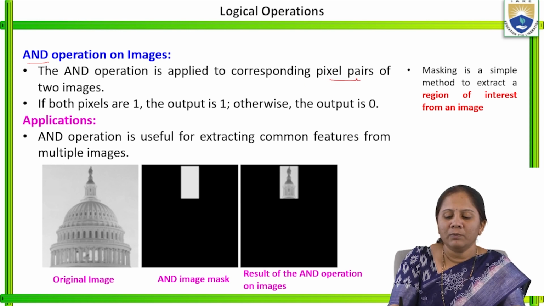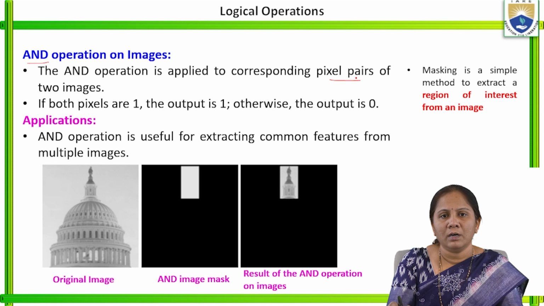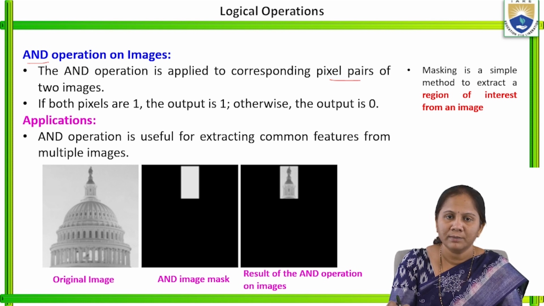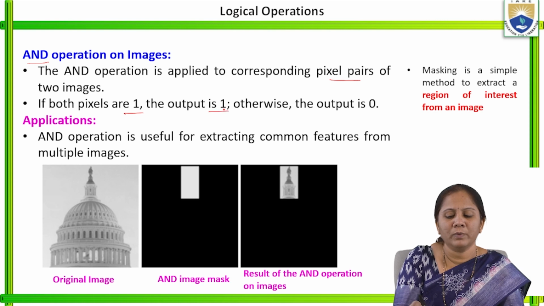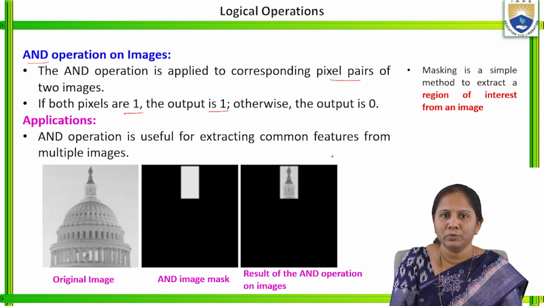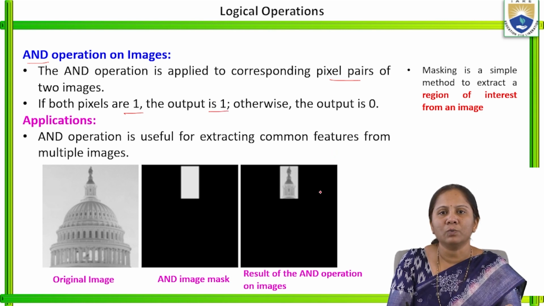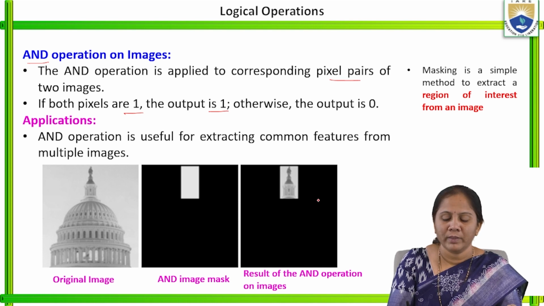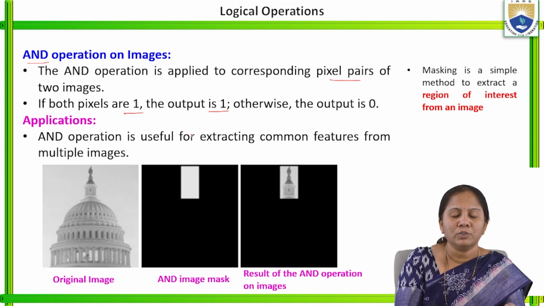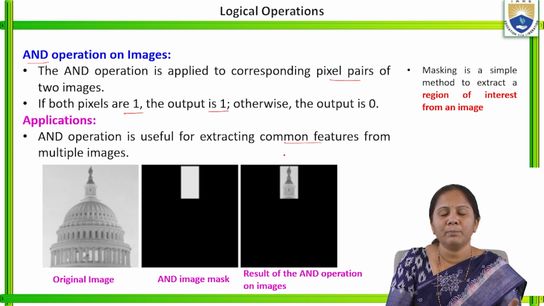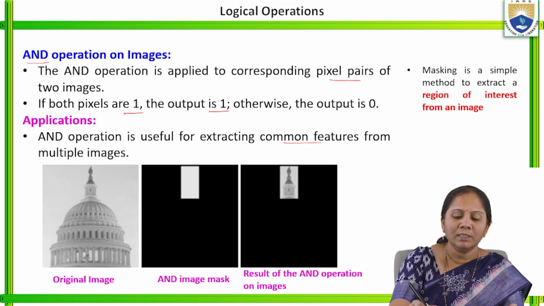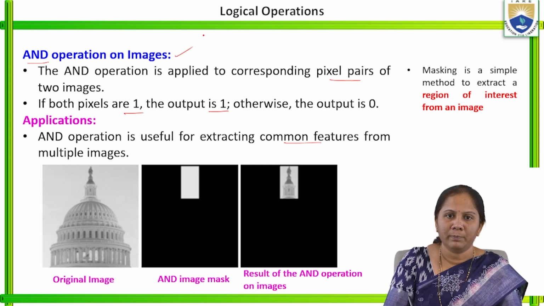The AND operation will be performed between each pixel pair. If both the pixels are 1, then the output will be 1 according to the truth table of the AND gate. Otherwise it will be 0. The AND operation on an image can be applied in order to extract the common features from multiple images.